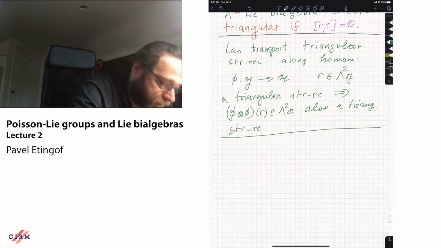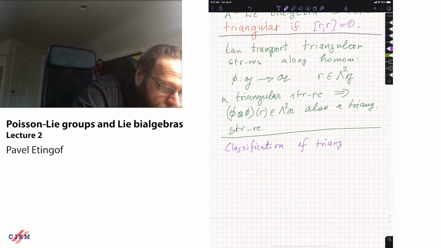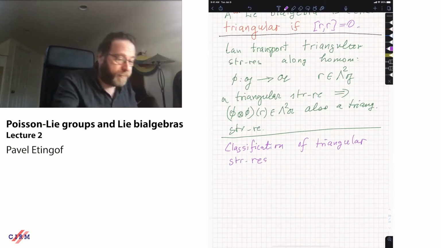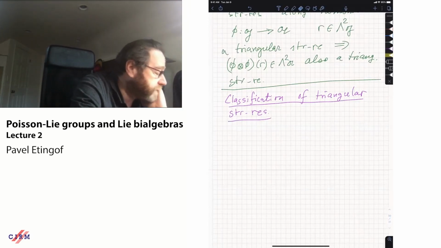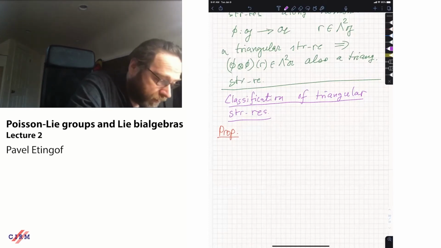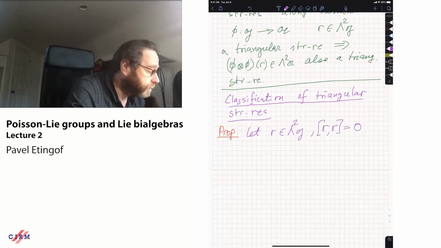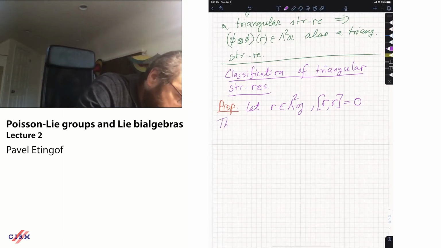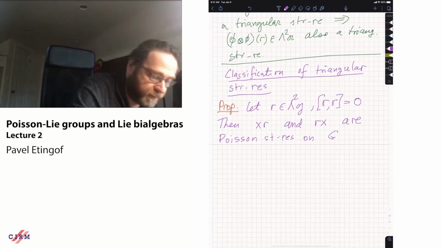So here is a classification of triangular structures. Co-boundary structures are difficult to classify, so we cannot do that in general, but triangular structures can be classified in purely Lie theoretic terms. So here is a proposition. Let R in wedge 2 of G be a solution of the classical Yang-Baxter equation. Then XR and RX are Poisson structures on the corresponding simply connected group G.